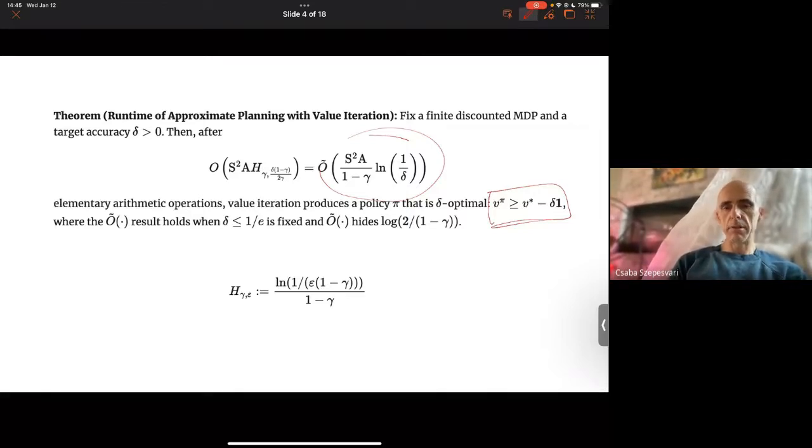And you should ask the question, is this real? Or could we do better? Can we remove the 1 over 1 minus gamma factor, or the S, or the A, or whichever? You can ask all these questions. And I don't think we have an answer. But maybe it could be a good project to think about whether you can get a lower bound that involves S, A, and 1 over 1 minus gamma. I think you can.